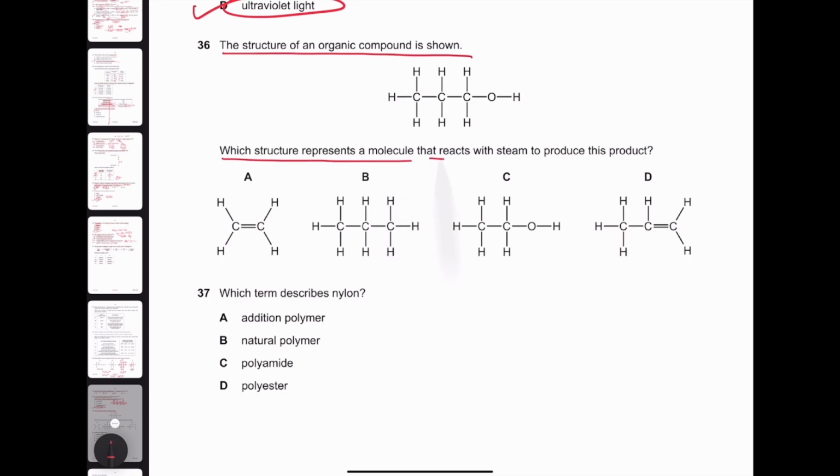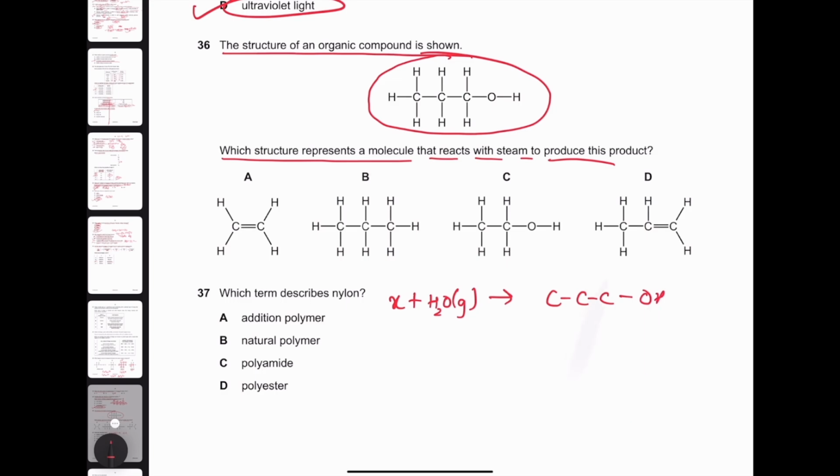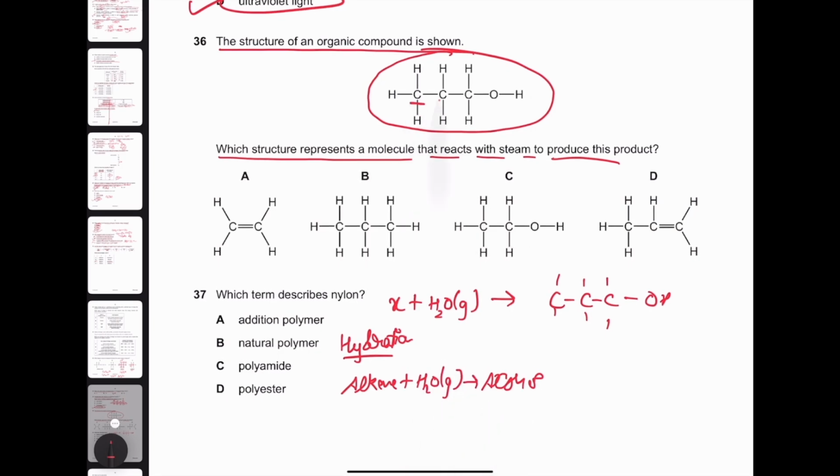The structure of an organic compound is shown. Which structure represents a molecule that reacts with steam to produce this product? So they're asking, there is a reaction in your syllabus which forms this product. You have to tell me what reacts with steam to give you this alcohol product. And we know that the hydration reaction is there. It's an addition reaction where alkene reacts with H2O in the form of steam to form alcohol, right? And the number of carbons should be the same. If this is propanol, that should be propene. Now, this is propene, so the answer is D.